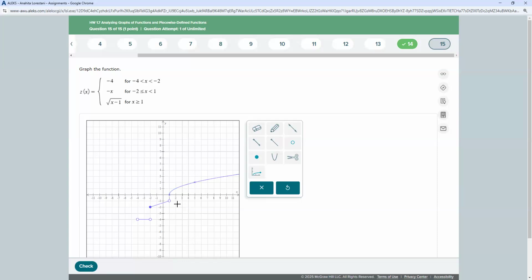That's my second point. The question is, do I keep this open or closed? Because of this equal sign, I should get a solid dot and put it on the graph. This is your graph. Let's check our work. It says cut. For x bigger than 1, I don't want to cut anything.